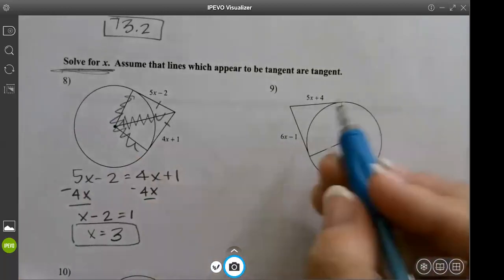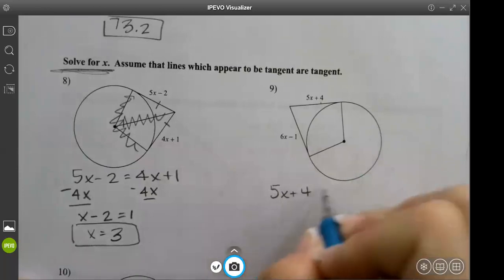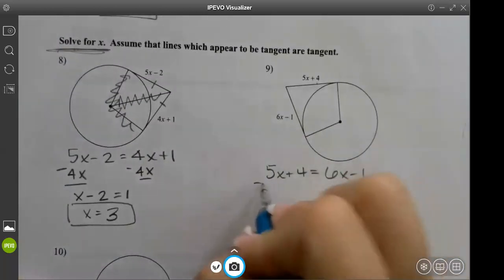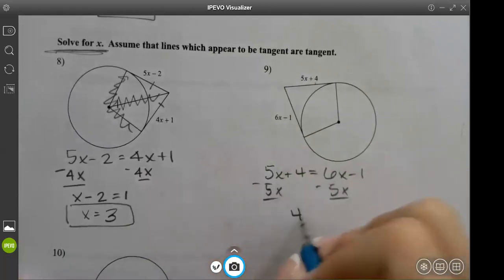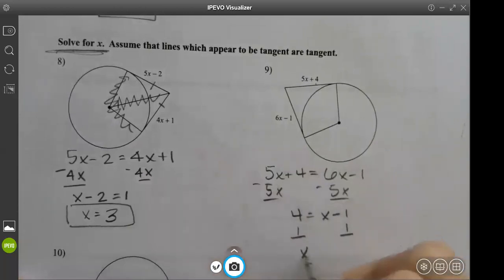Okay. All right. Ice cream cone again. We're going to set them equal. 5x plus 4 equals 6x minus 1. I always move my smaller x. I'm going to subtract 5x. I get 4 equals x minus 1. Add 1, x equals 5.